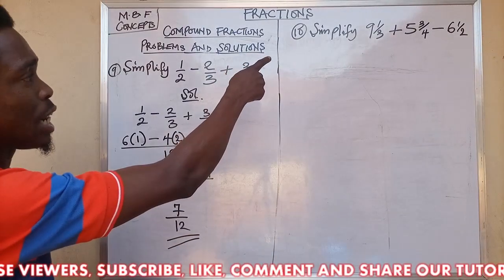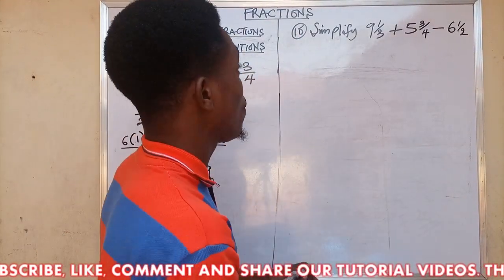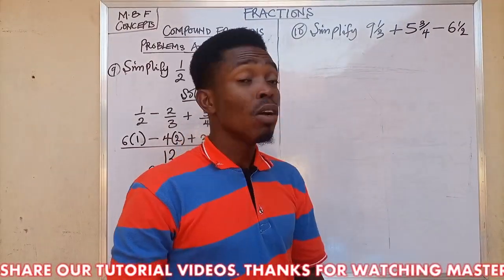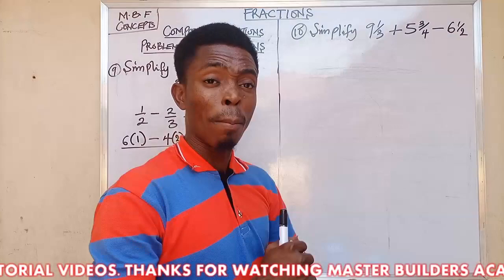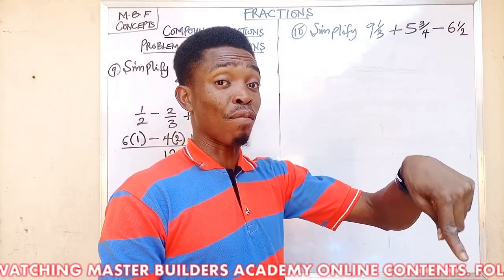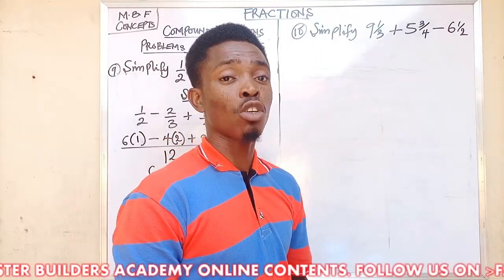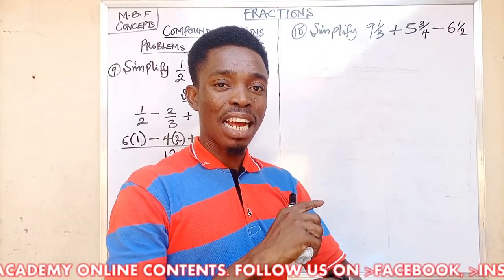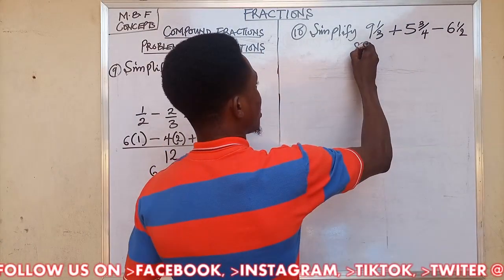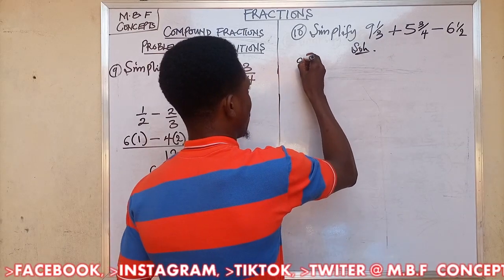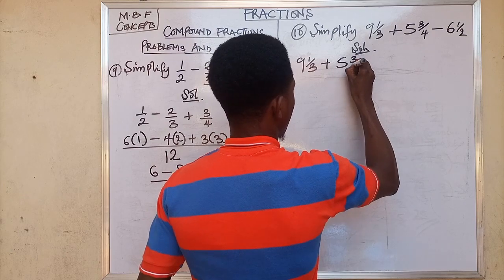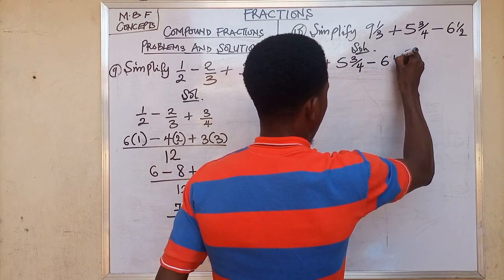Guys, let's head on to looking at question number 10 at the other part of our board. Now, we are asked to simplify 9 whole number 1/3 plus 5 whole number 3/4, then minus 6 whole number 1/2. Now understand that this is the first part, where we need to convert the mixed fractions to improper fractions before we can adopt any further step. Right now, we will state that this is our solution as usual. Then we have 9 whole number 1/3 plus 5 whole number 3/4 minus 6 whole number 1/2.